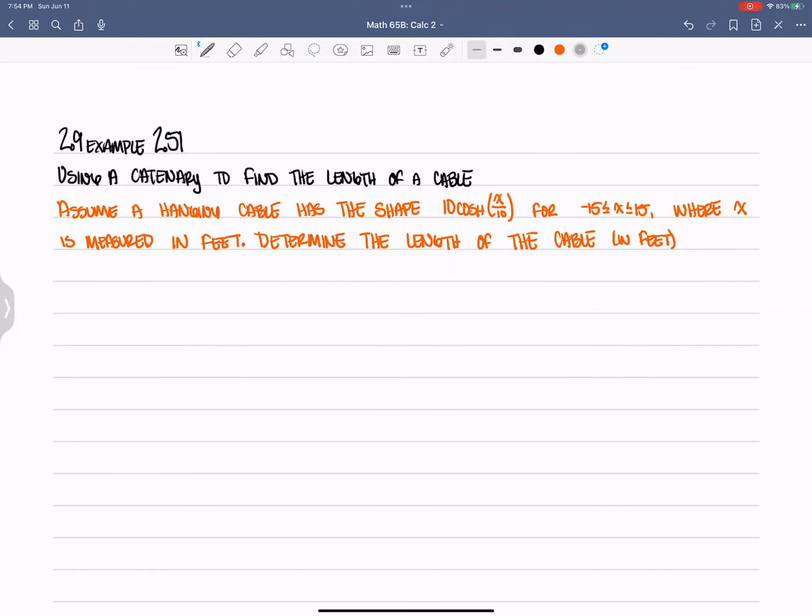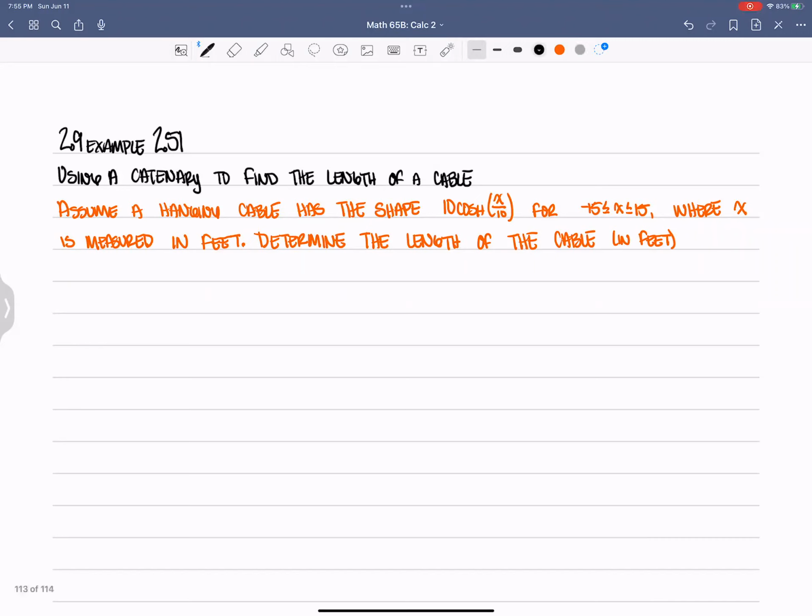Section 2.9, example 51, using a catenary to find the length of a cable. Assume a hanging cable has the shape 10 hyperbolic cosine of x over 10 from negative 15 to 15, where x is measured in feet. Determine the length of the cable in feet. The length of the cable would actually be arc length.